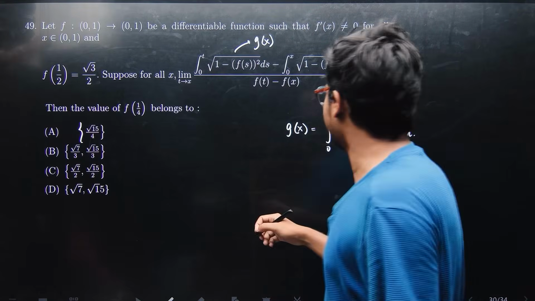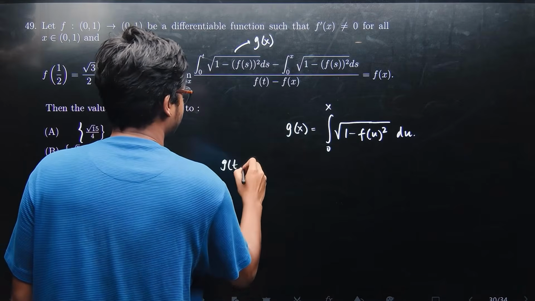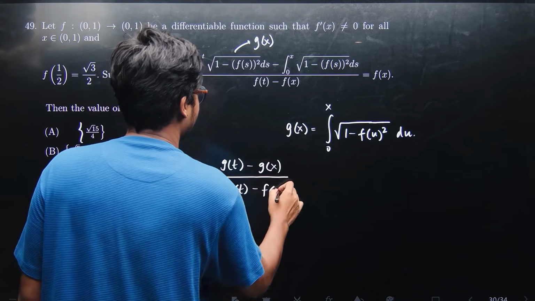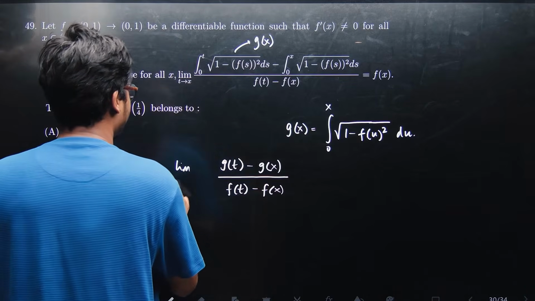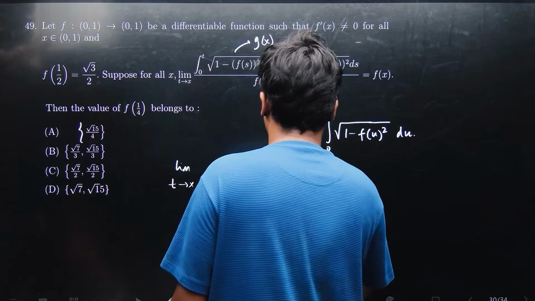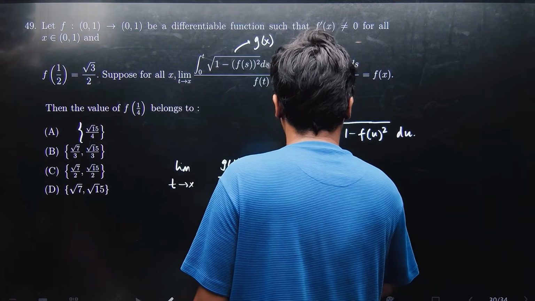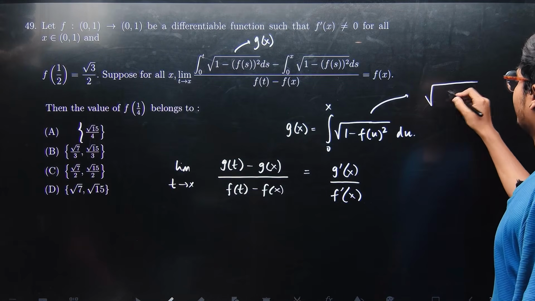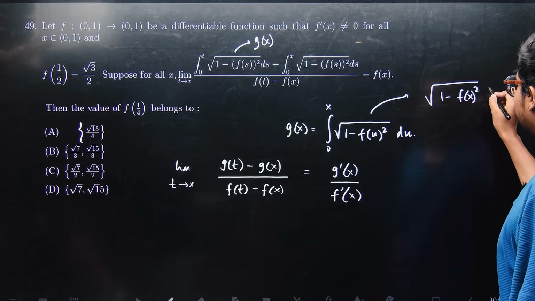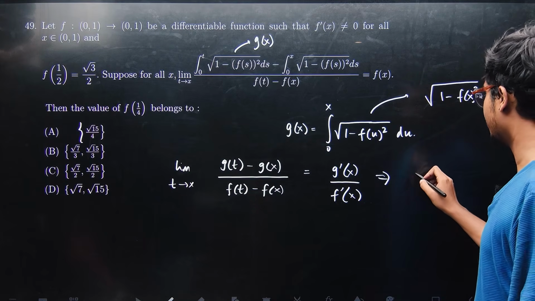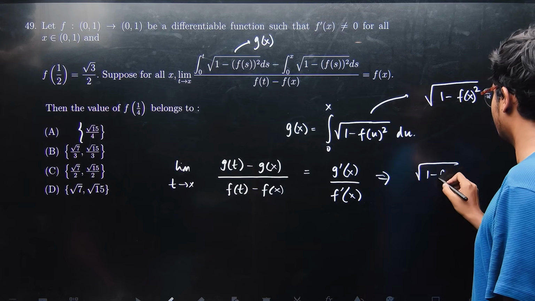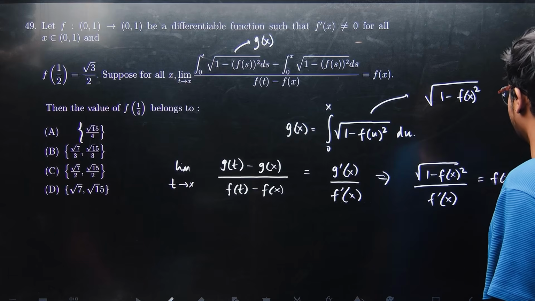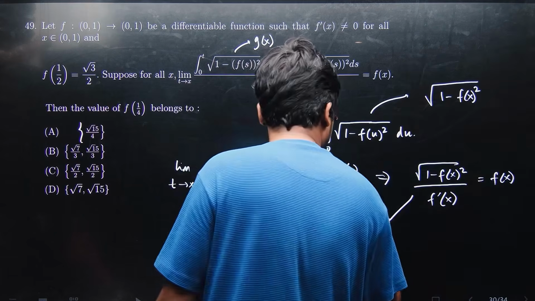Then this numerator is nothing but g of t minus g of x divided by ft minus fx, the limit of this, right? T going to x. By L'Hopital, this is going to be nothing but g prime x by f prime x, right? And g prime x from here is going to be what? Root over 1 minus fx squared. So this would imply that root of 1 minus fx squared by f prime x is equal to fx.